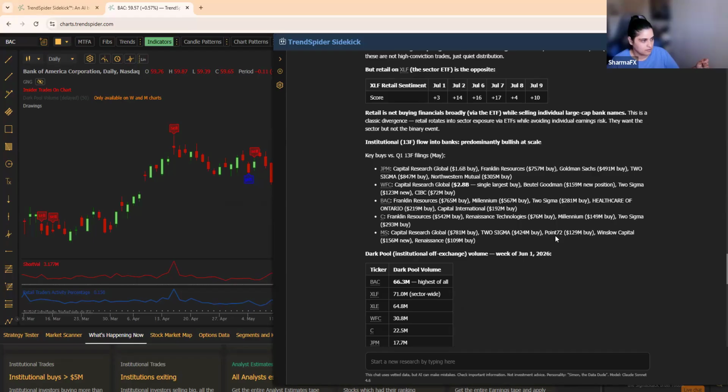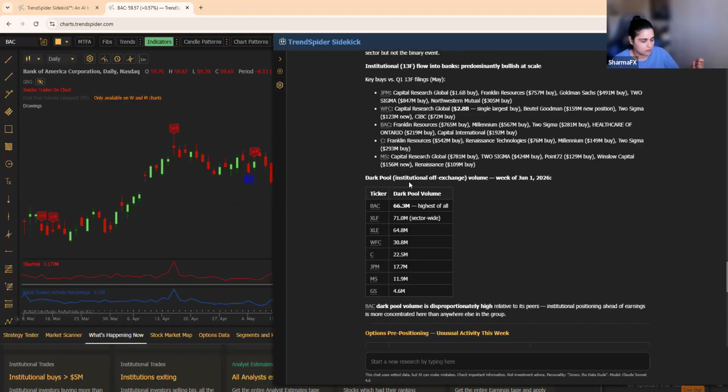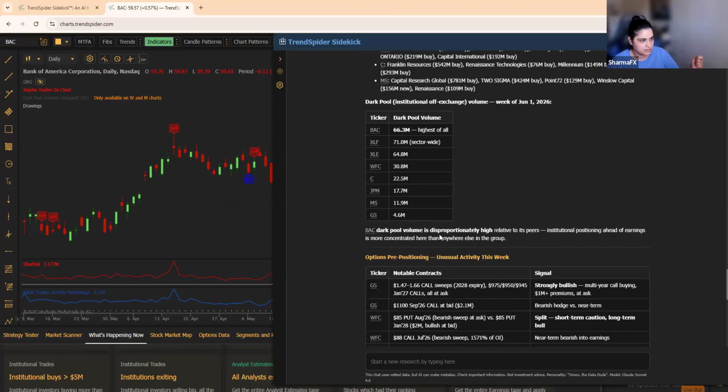And then the 13F is basically the funds that have to report what they're buying, what they're selling, and all that stuff to the SEC. So that's what we're seeing here, where we are seeing a lot more dark pool activity here as well. So Bank of America dark pool volume is high relative to its peers. Institutional position ahead of earnings is more concentrated here than anywhere else in the group.